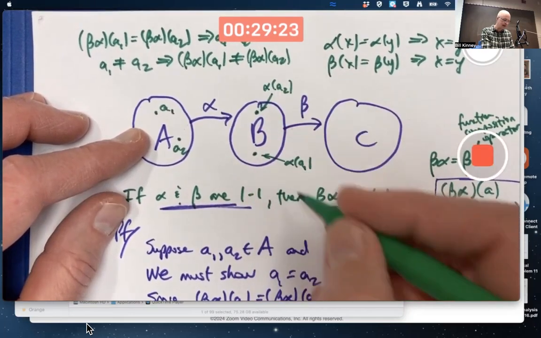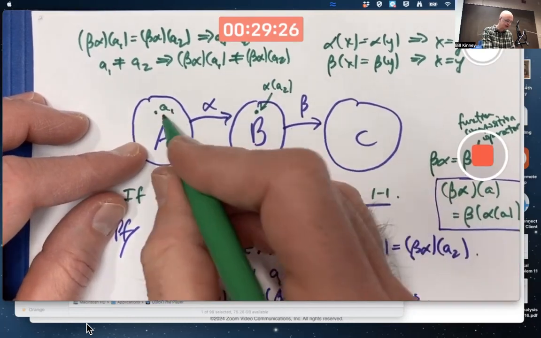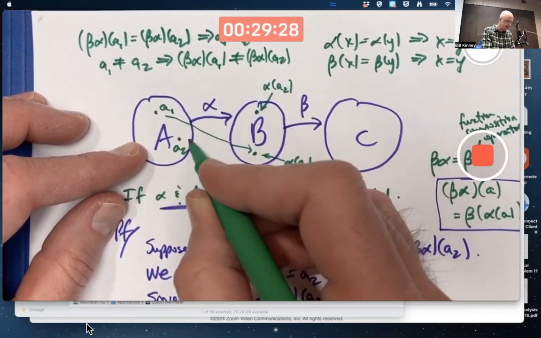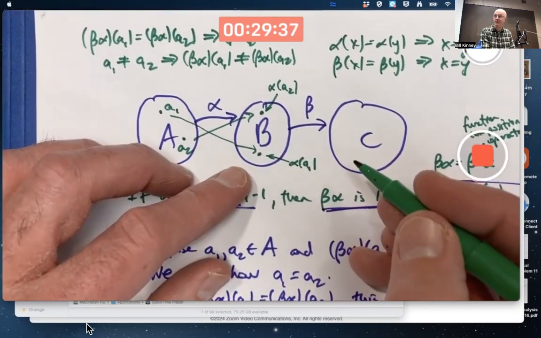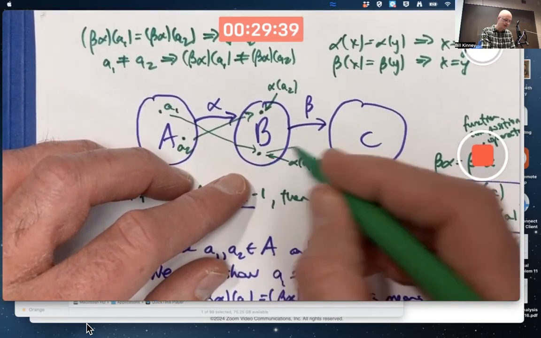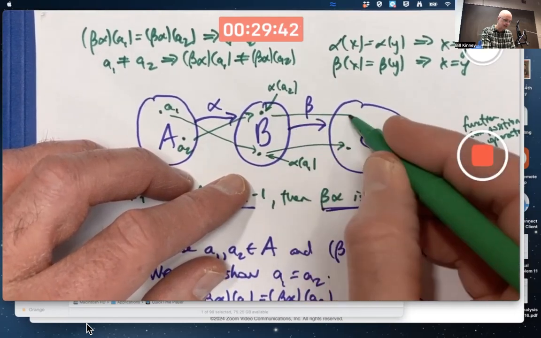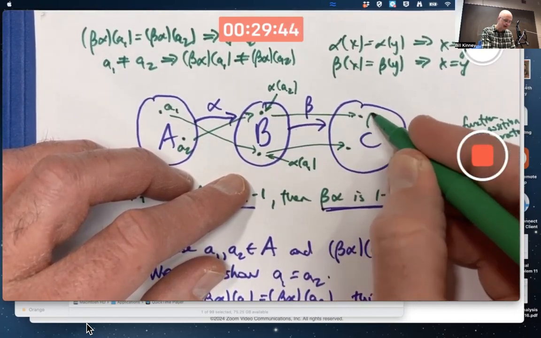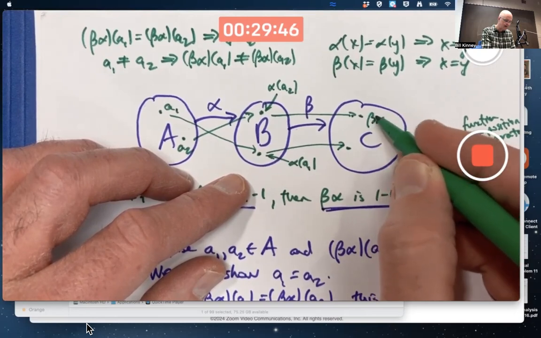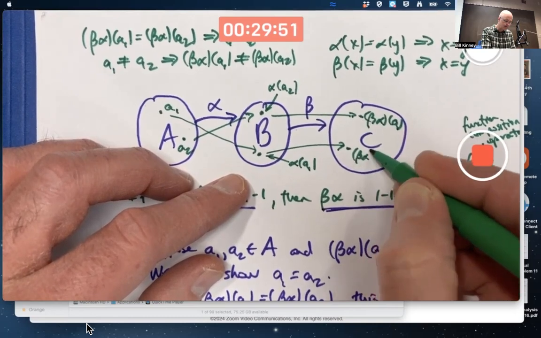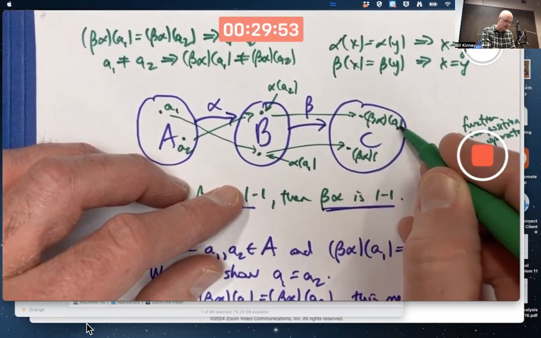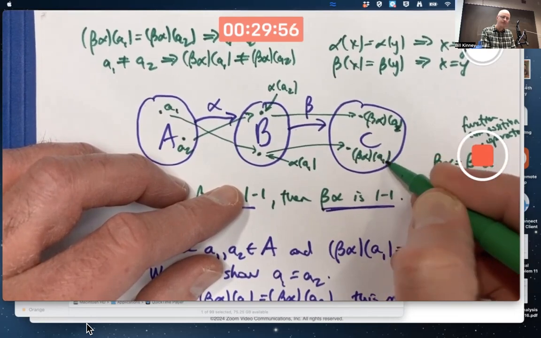I purposely made them on the opposite side. Okay, it's not a big deal. This one's getting mapped down here, and this one's getting mapped down here. But the important thing is that these are different. That's the fact that alpha is 1-to-1. They are different, so when I apply beta to them, I get different elements as well. Maybe this one gets mapped over here, and this one gets mapped over here. So this is beta alpha, ultimately beta alpha of A1, and this is ultimately beta alpha of A2. Oh, excuse me. Switch it around, A2 and A1.